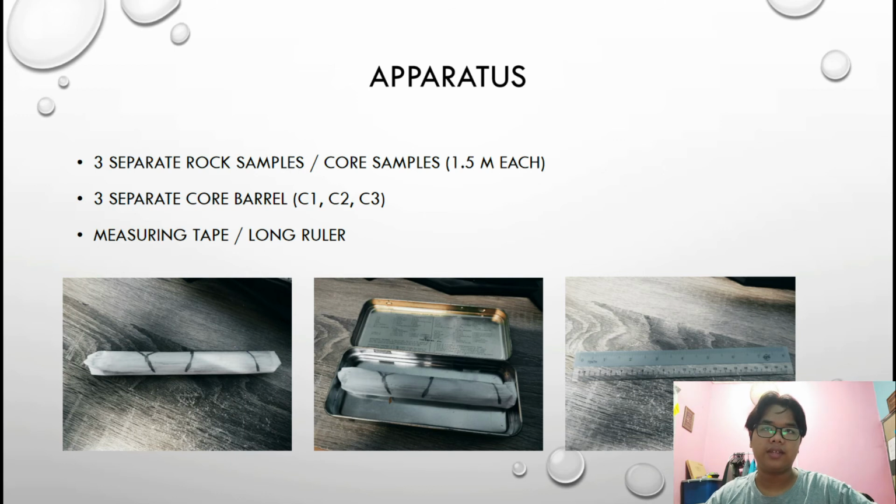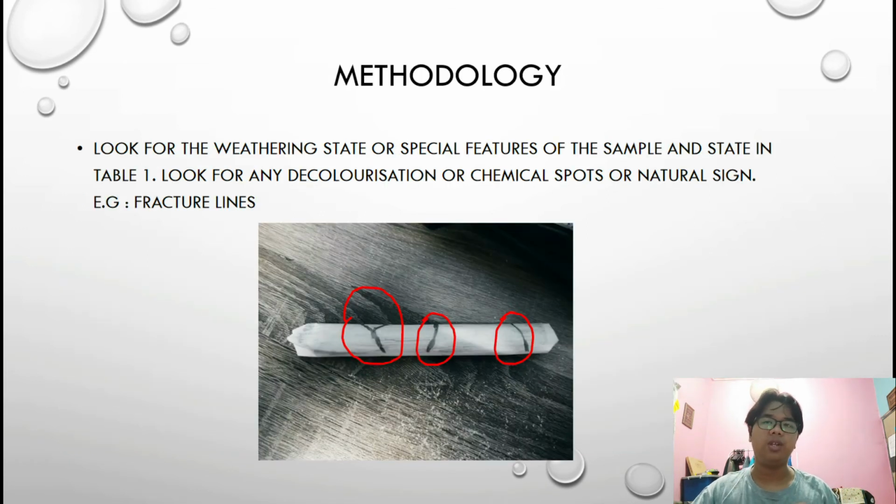For the core logging test, the apparatus that we use is rock samples or core samples, which is approximately 1.5 meters, a core barrel, and a measuring tape or a long ruler. The methodology is, first, we look for the weathering state or special features of the sample and state them in Table 1. Look for any decolorization or chemical spots or natural signs. As an example, fractured lines in the core samples are shown.